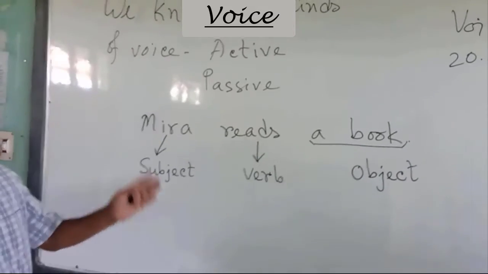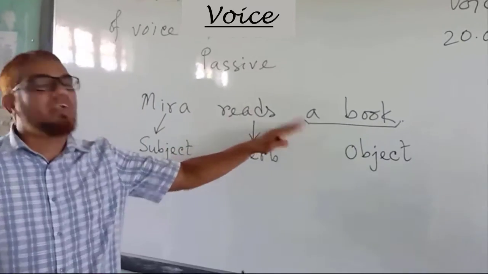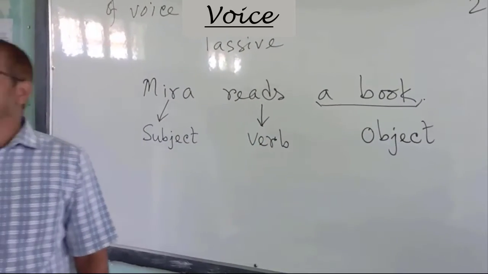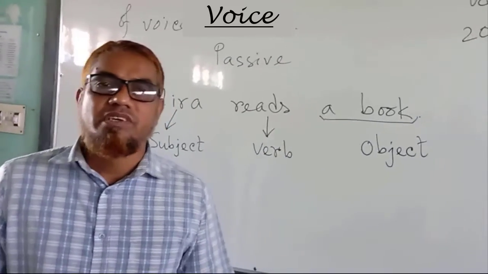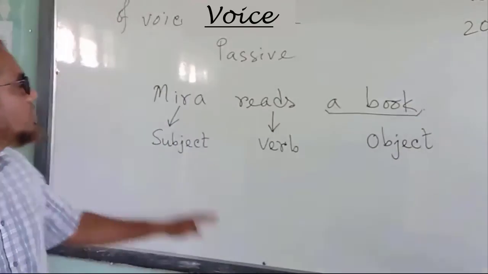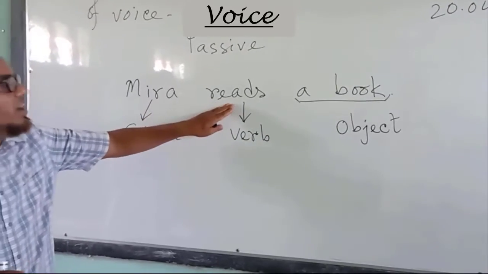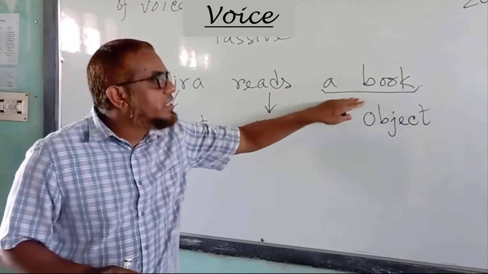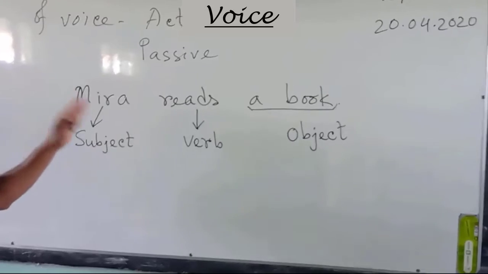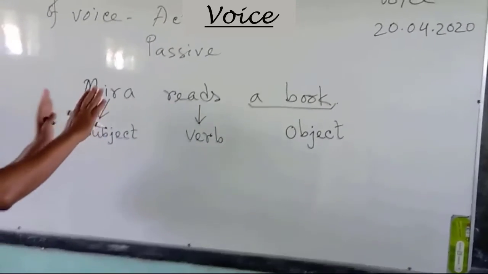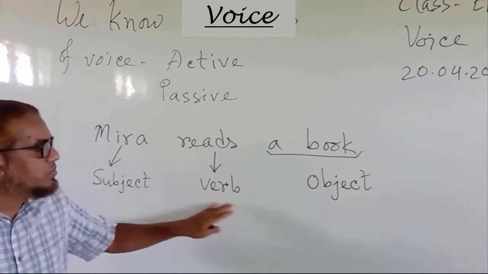When we have to change active voice to passive, we should know all these three parts of the sentence. Otherwise, we can't change active voice into passive. So please try to remember these three parts of a sentence: subject, verb, object. There may be an extra part or extension, but we should find out these three parts of the sentence. Subject, verb, object.